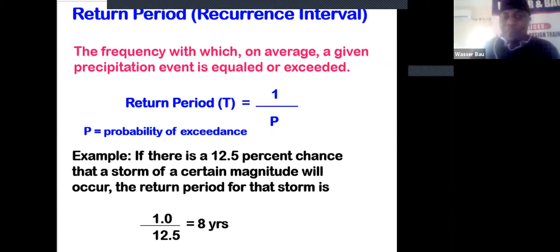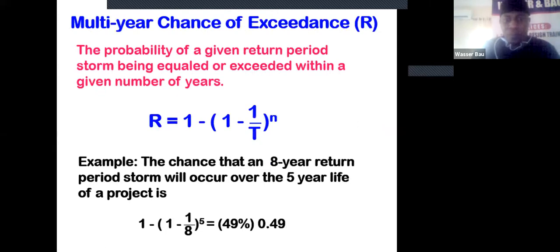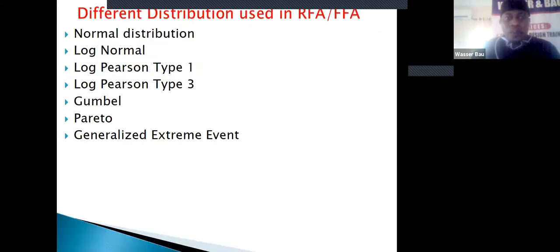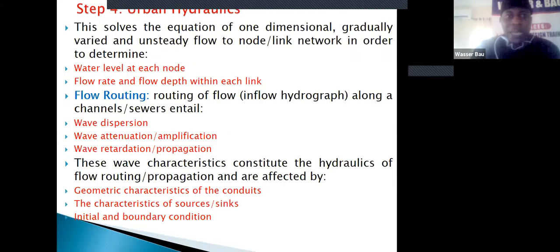So what this means is that if I say I'm designing for an 8-year flood, the probability that that flood will occur is 12.5%. If it is 1%, or 0.1% or so, it means that flood can only occur in 100 years, and so on and so forth. We can do the mathematics anyway. All these ones are not important.